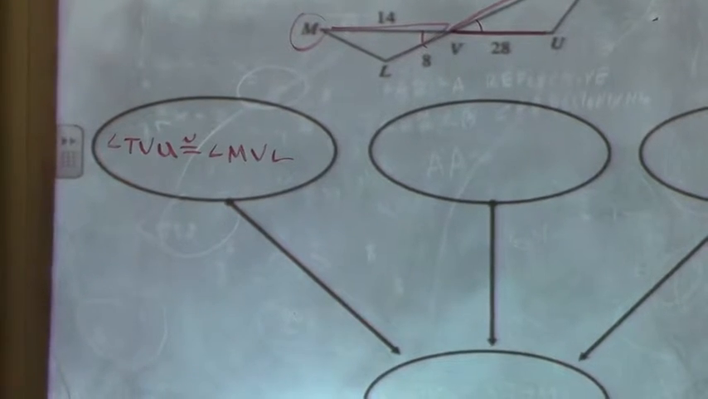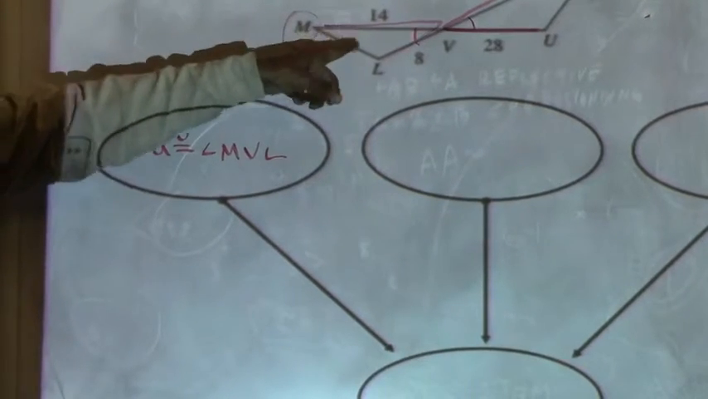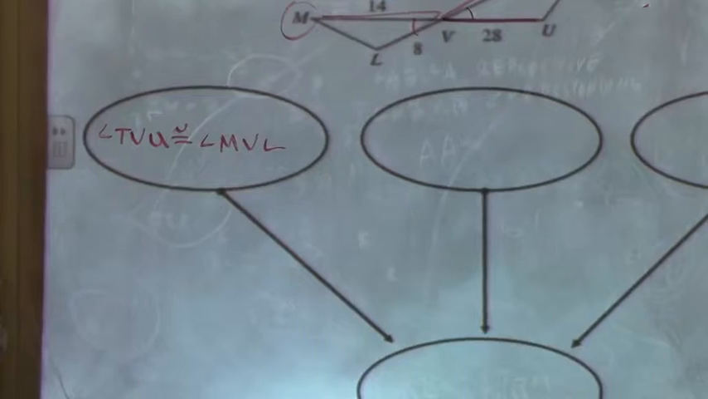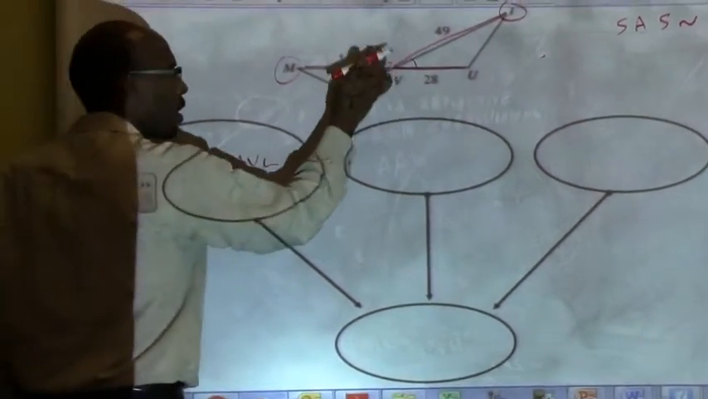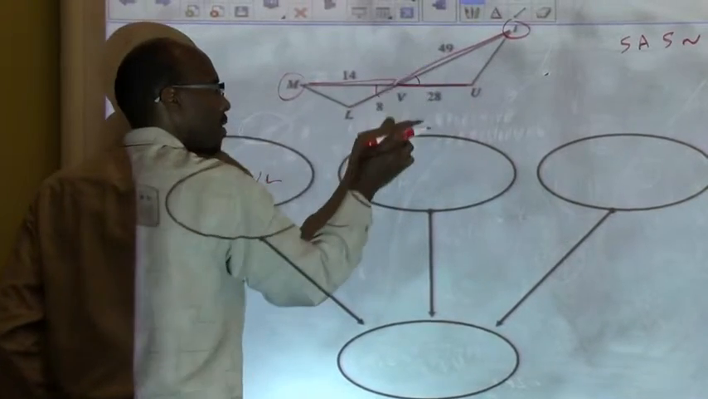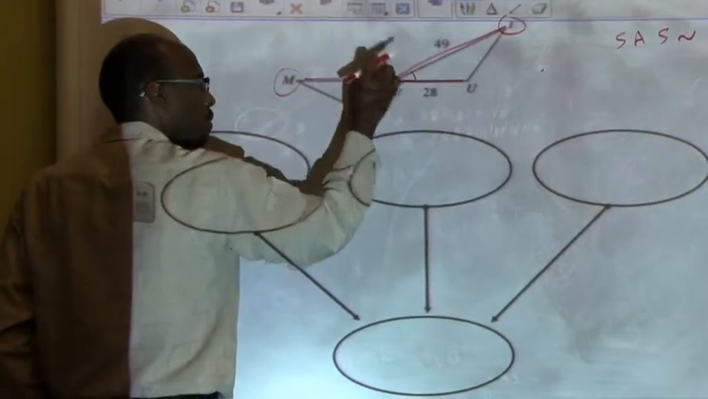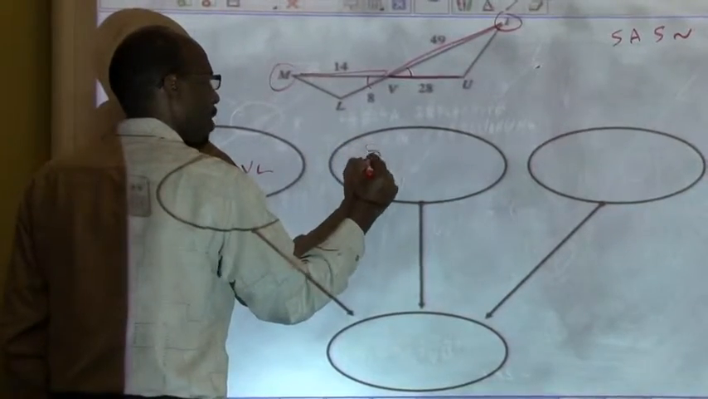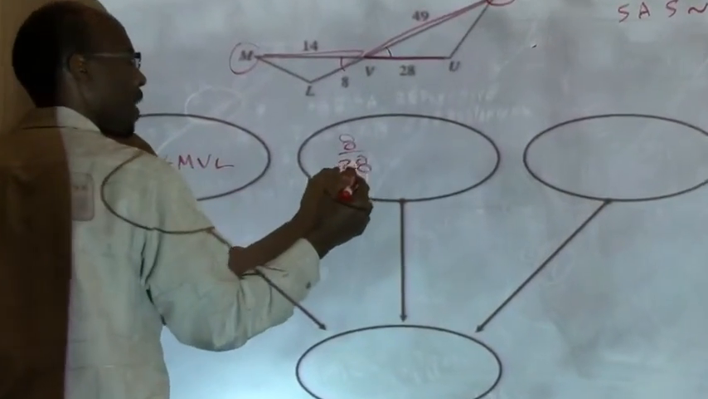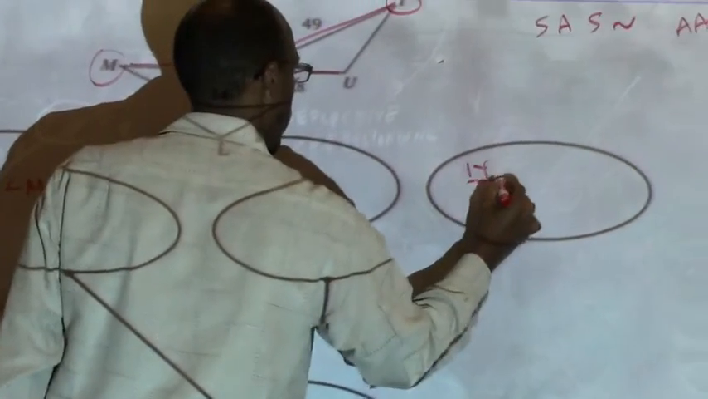I need another angle. The sides. Hey Thomas, what do you do with the sides? I've got to figure out which sides match each other. Small and big, small and big. Small goes with small, big goes with big. How would they know this? Hopefully they just use their example. 8 over 28 goes in that bubble. 14 over 49 goes in that bubble.